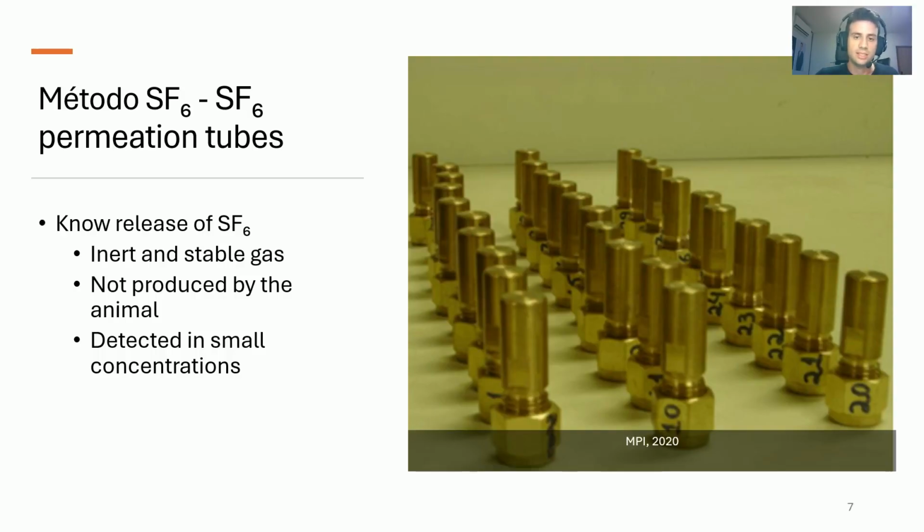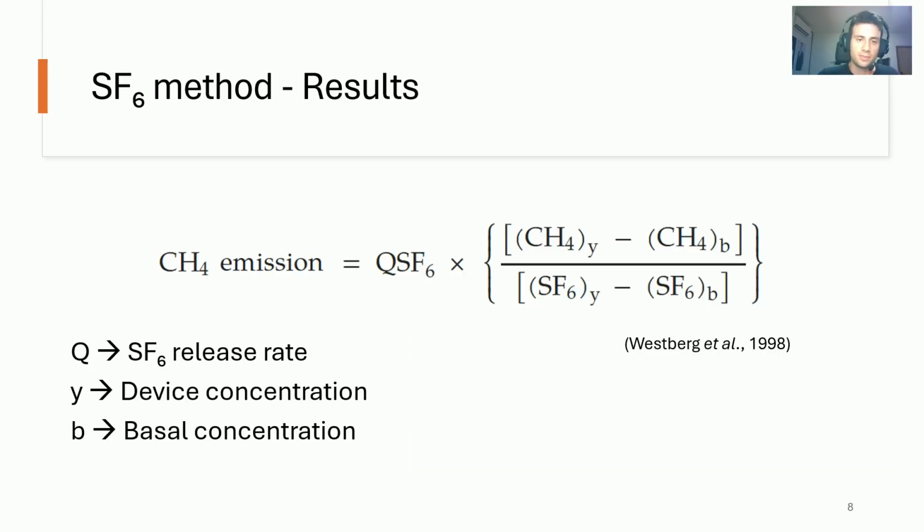In addition, SF₆ can be easily detected by gas chromatography even at very low concentrations. Thus, SF₆ works as a tracer for the relationship between the amount of gas emitted by the animal, including methane, and the amount collected by the canisters. After the collection, the samples are analyzed by gas chromatography, where the concentrations of methane and SF₆ are determined.